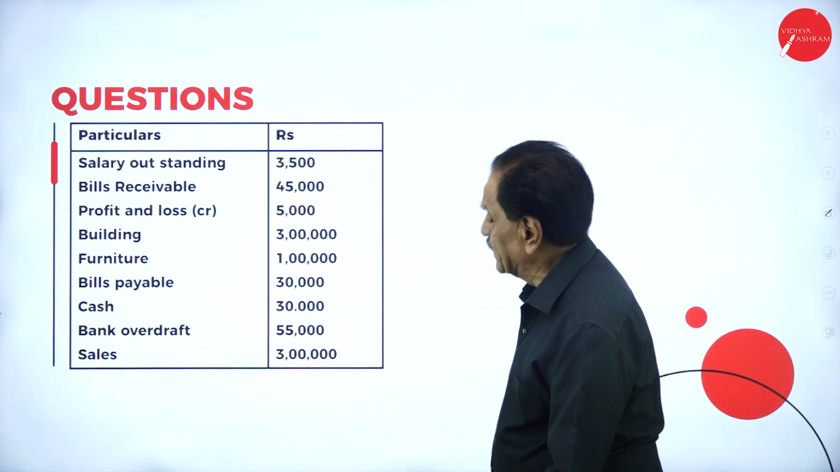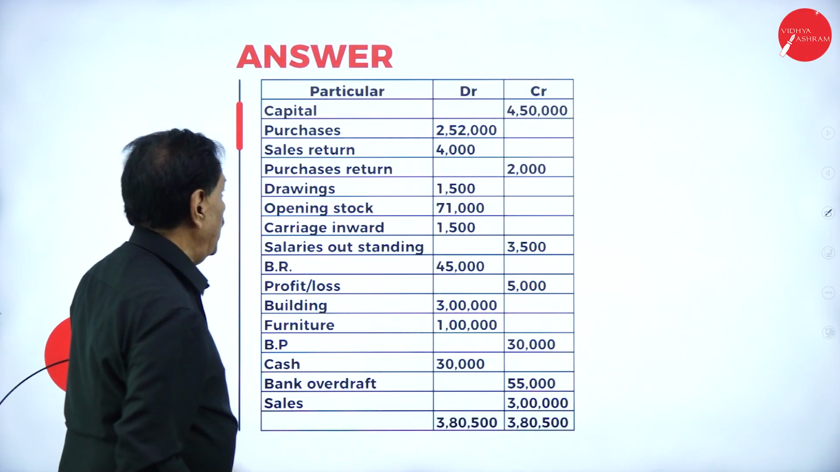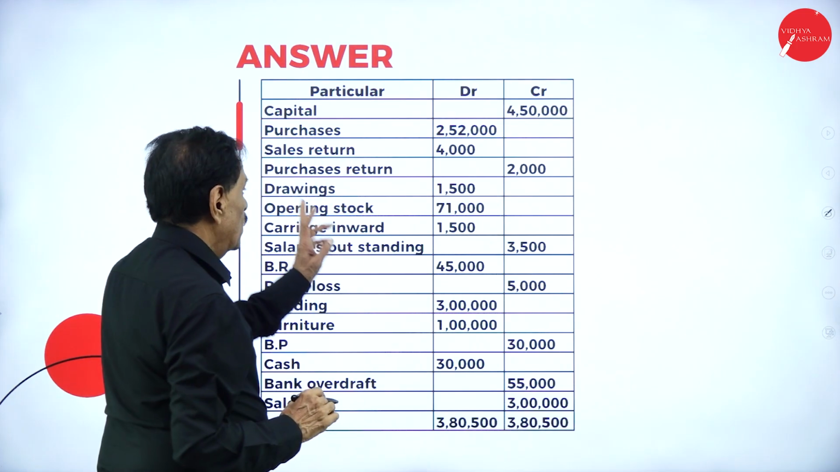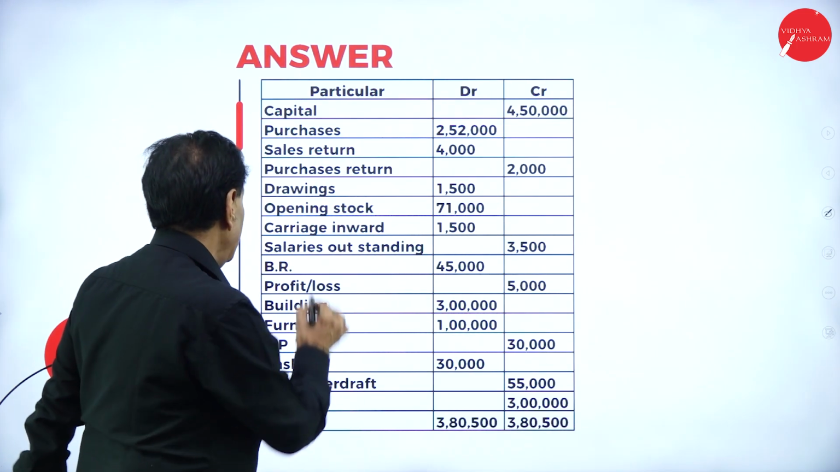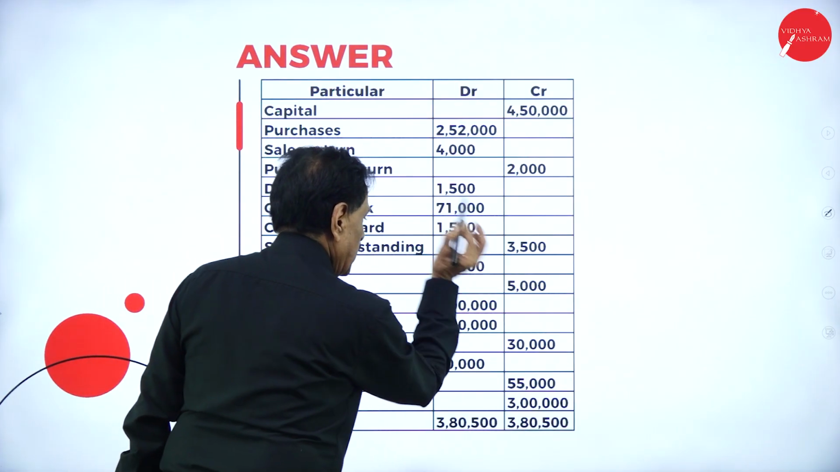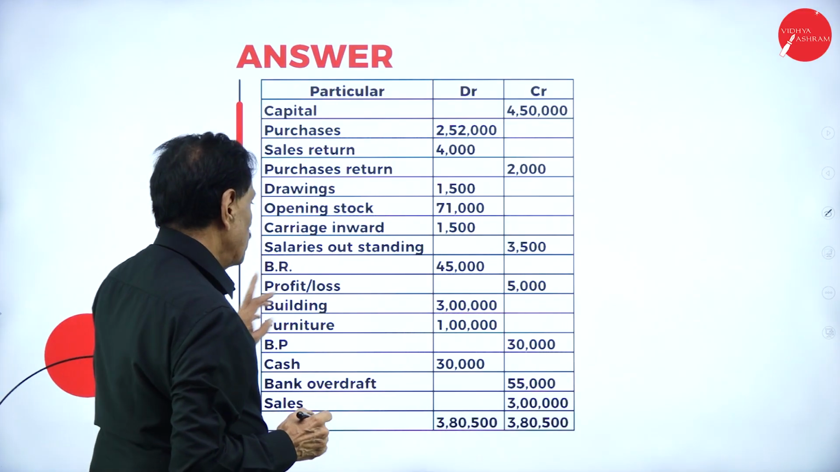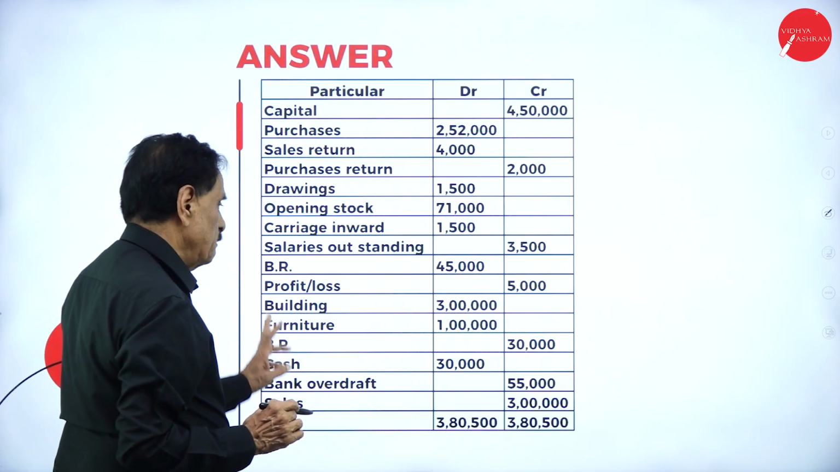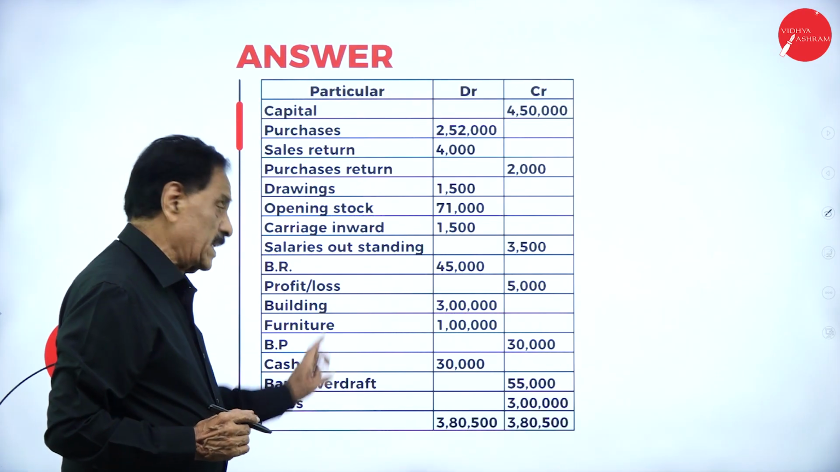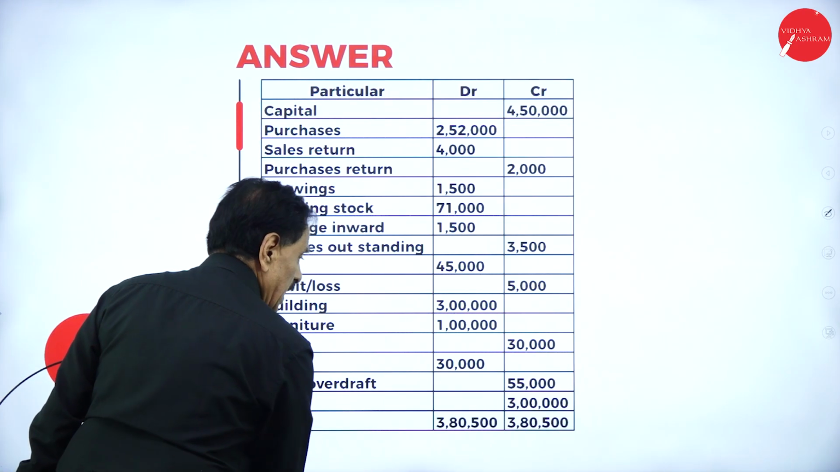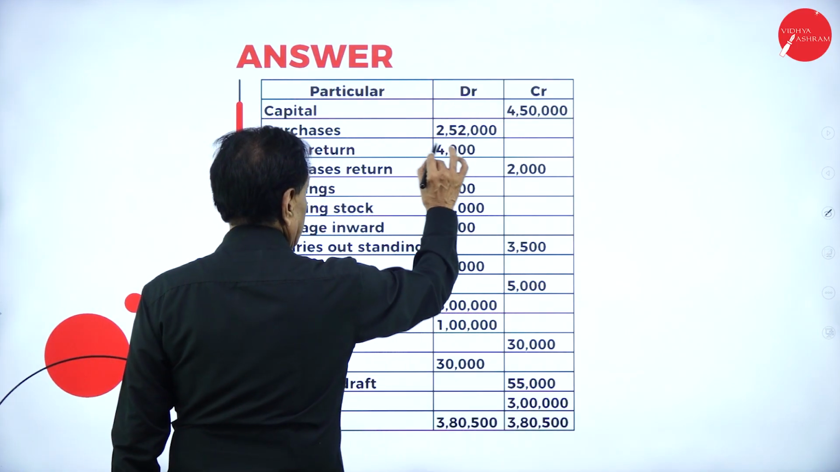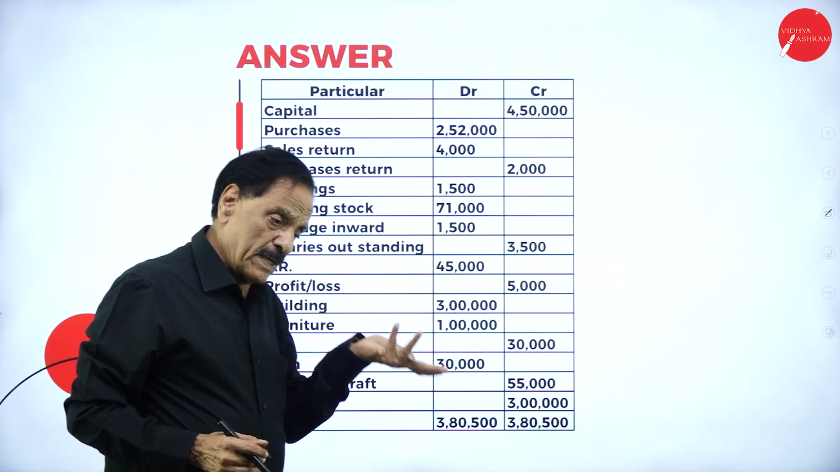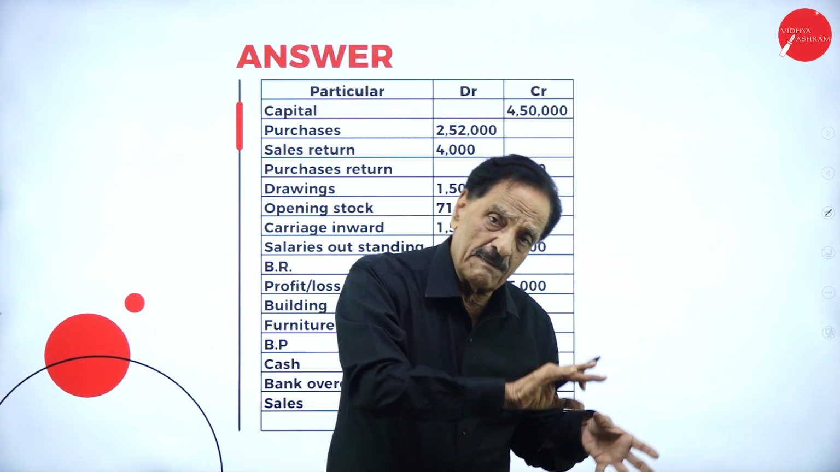credit side; sales, credit side; capital, credit side, 4,50,000; purchases, debit side; sales return, debit side; then purchase return, credit side; drawing, debit side; opening stock, debit side; carriage inward, debit side; salary outstanding, credit side; bills receivable, debit side; profit and loss, credit side; building, debit side; furniture, debit side; bills payable, credit side; cash, asset, debit side; bank overdraft, liability, credit side; sales, credit side; sales return, debit side; purchase, debit side; purchase return, credit side; drawing, debit side; capital, credit side; bills receivable, debit side; bills payable, credit side; debtor, debit side; creditor, credit side.